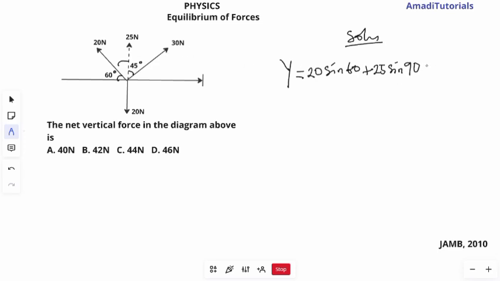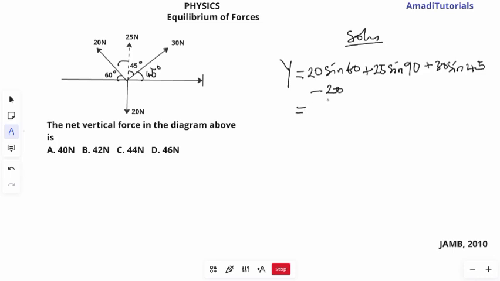Then this other one, the third force, will be 30 sine 45. The sine 45 I'm talking about is the one with respect to the horizontal, not this one, because 90 minus 45 will still give you 45 here. So I'm not wrong there. We have not done. There's another force here. This one is going downward, in opposite direction to all of them. So that will be minus 20.